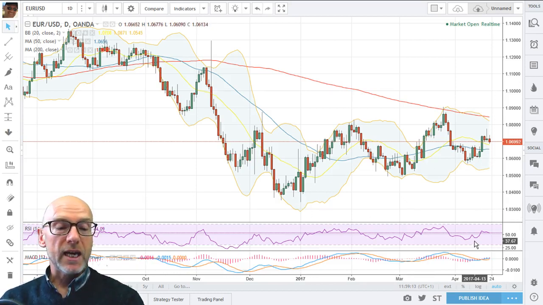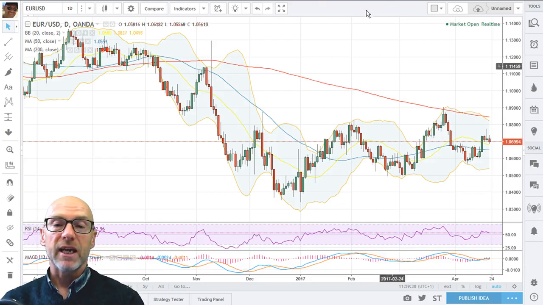The RSI in this chart down here is indicative of not a lot of momentum, either up or down. Presently 52. It's good it's above 50, but showing no clear signs. Likewise, the MACD are flatlining.